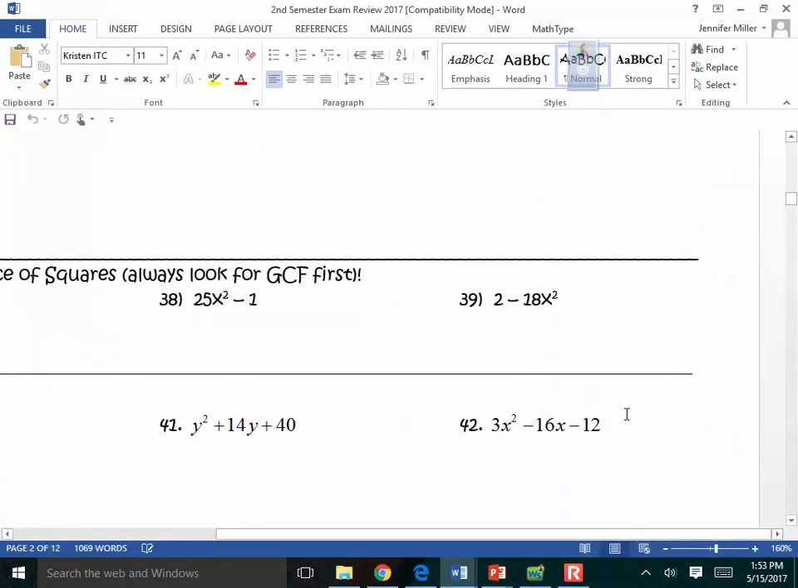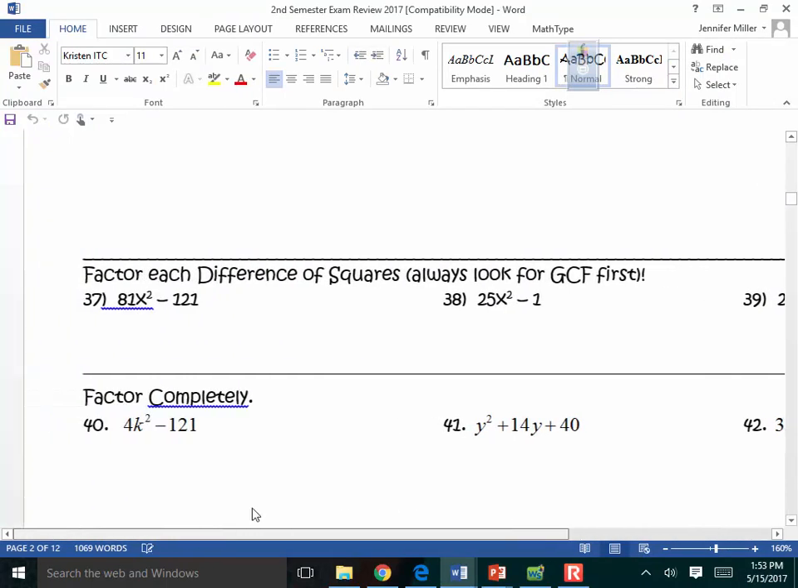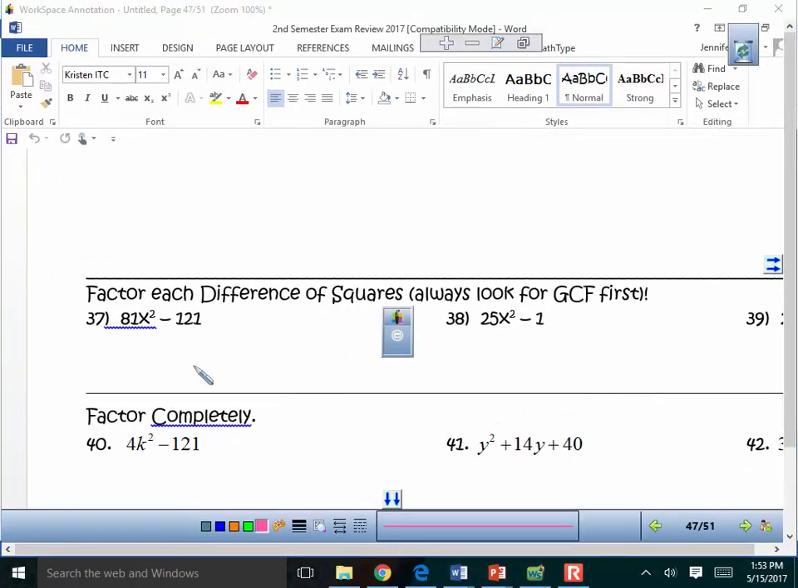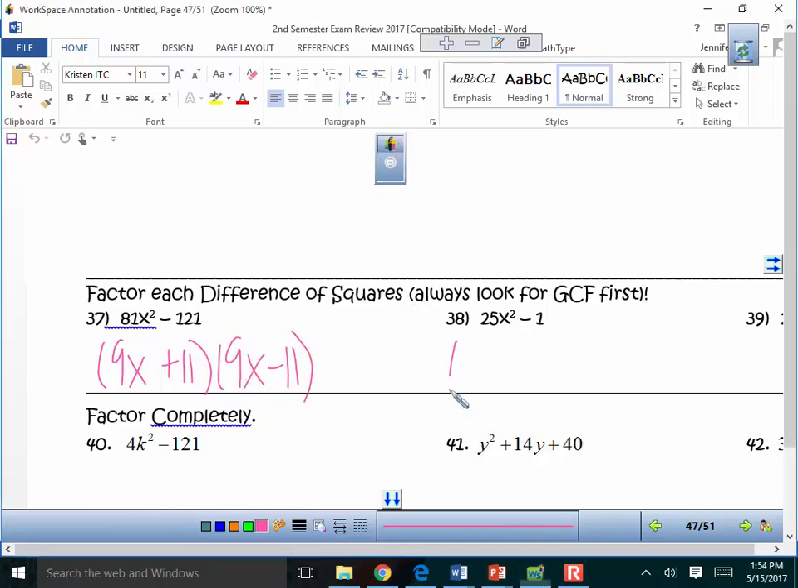Okay. You guys remember these? How do we factor these? 9x plus 11, 9x minus 11. Okay, what about number 38? 5x plus 1 times 5x minus 1. Okay, all right, guys, are you cool with this?